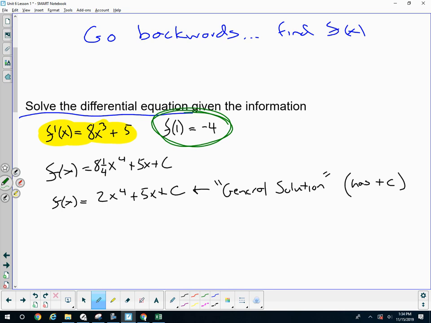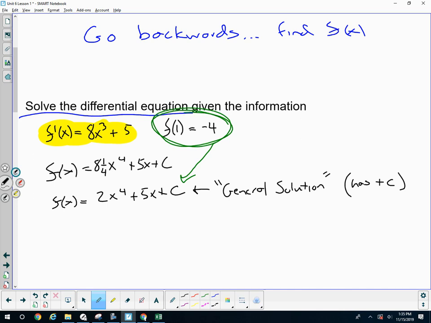We are told, hey, the function that we want to try to find, this going backwards function, needs to have the point 1, negative 4. Well, we are going to use that point to find c. And then what we will have is a specific solution, a specific function who has this derivative. We will call it a particular solution.